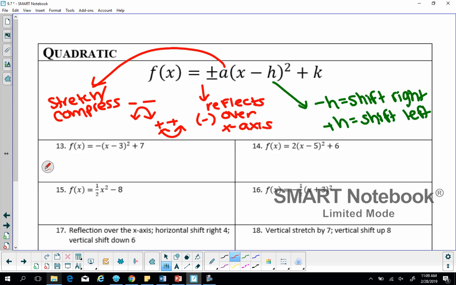Plus k is what? Good. Plus k is up. Down is minus k.